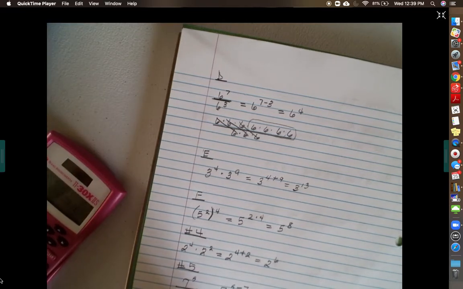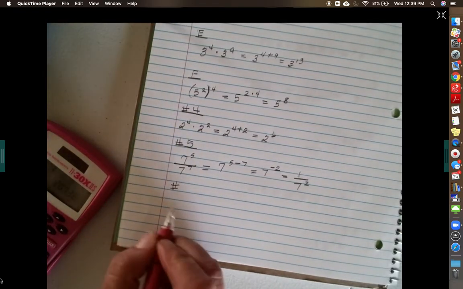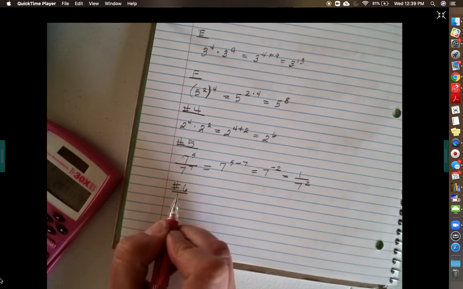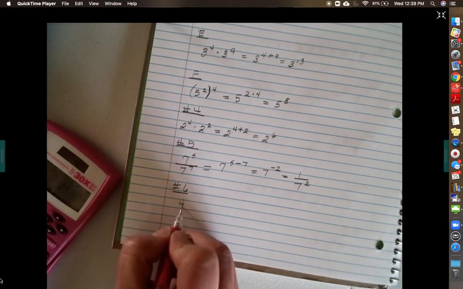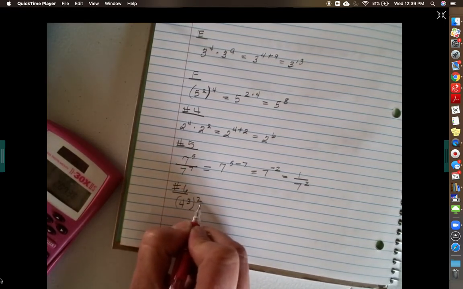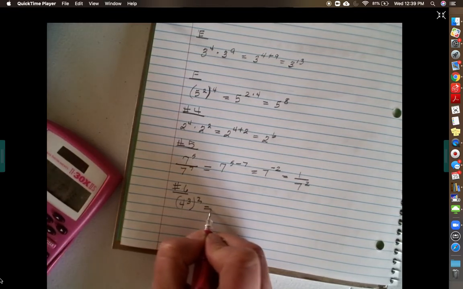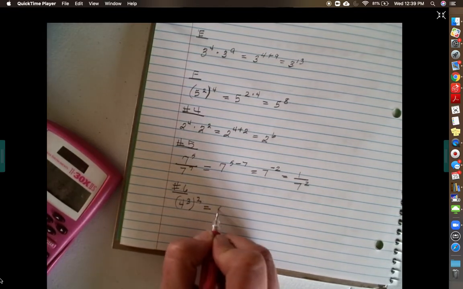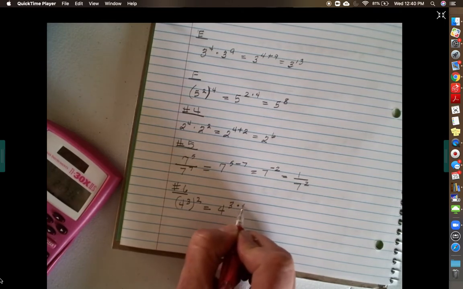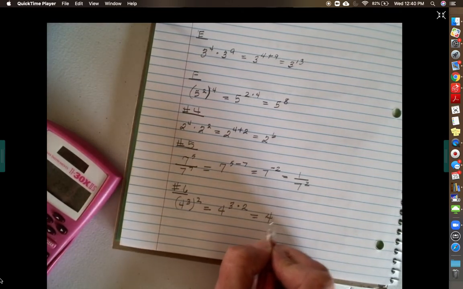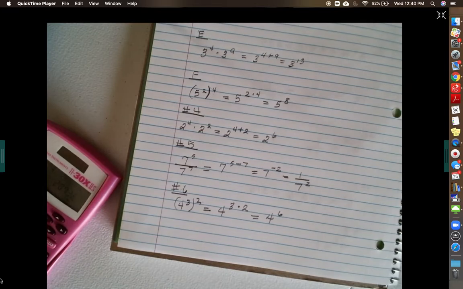And then number 6, we have 4 to the third to the second power. We have power to a power, that means we multiply our exponents. Okay, so those are all with numbers. Now we're going to throw in some variables. The rules are exactly the same.